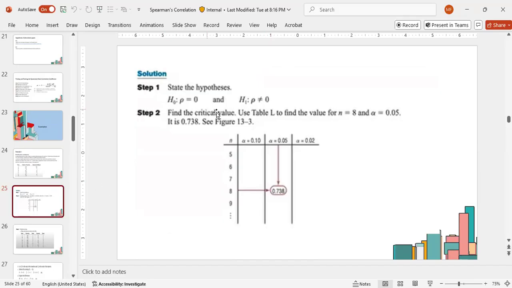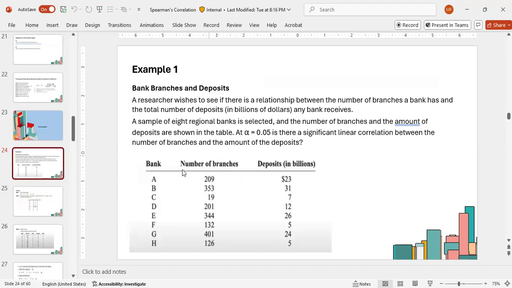The next step is to find the critical value. To find the critical value, we have some tables. These are pre-formed tables. You find the value of n and alpha. In this example, as I have already told, we have 8 branches. There are a total of 8 observations, and the set value of alpha in our example is 0.05.